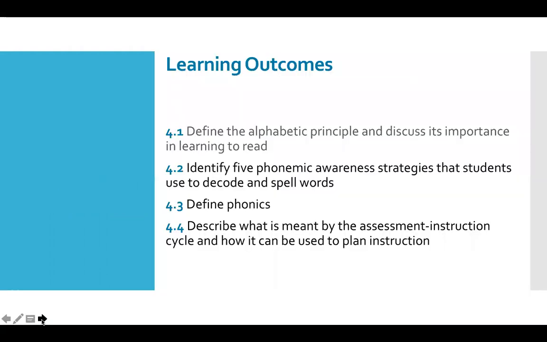So our learning outcomes are to define the alphabetic principle and discuss its importance in learning to read. Identify 5 phonemic awareness strategies that students use to decode and spell words. Later, we will be defining phonics and describing what is meant by the assessment instruction cycle and how it can be used to plan instruction.